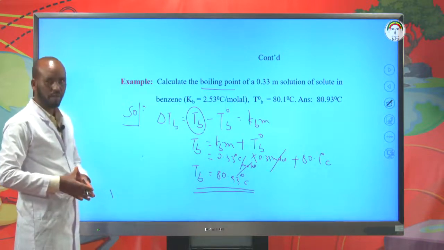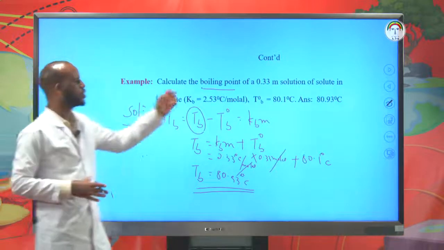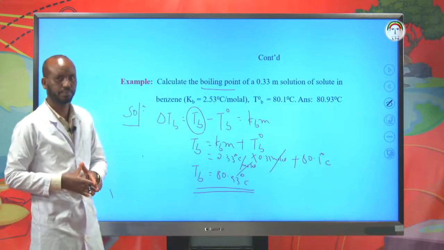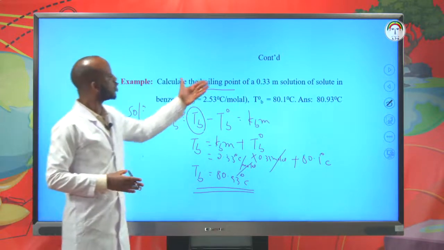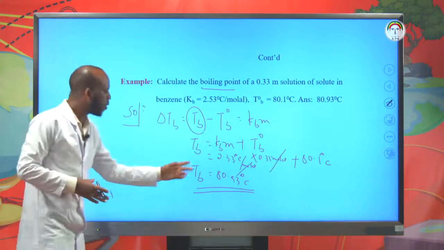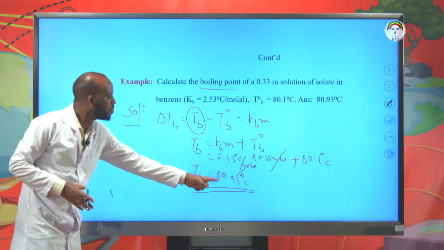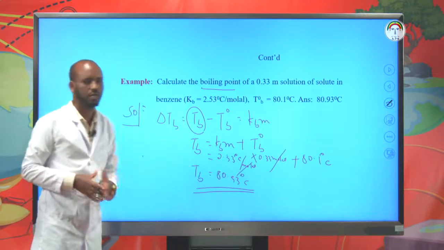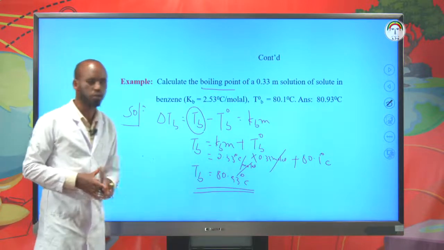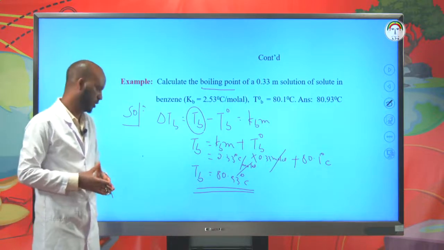You see, pure benzene alone boils at 18.1 degrees centigrade. When a solid dissolves in the solution, boiling point of the solution elevates to 18.93 degrees centigrade. Therefore, boiling point of a solution is greater than that of a pure solvent.